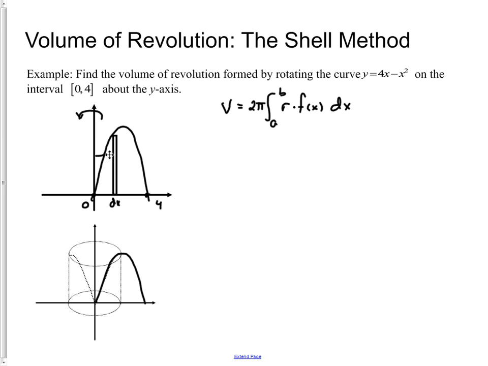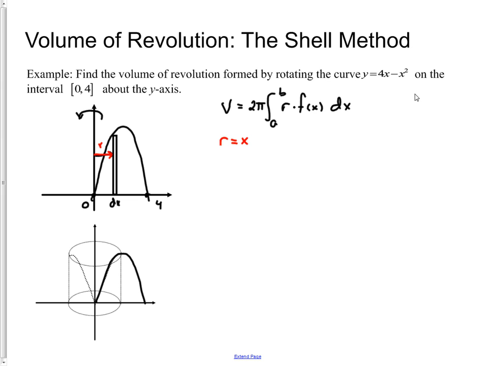All right, so what should we form as our radius? Our radius is going to be the distance from our axis of rotation to the curve right here. Let me put that in a different color so we can show it up here. So that r for us is going to be equal to x.